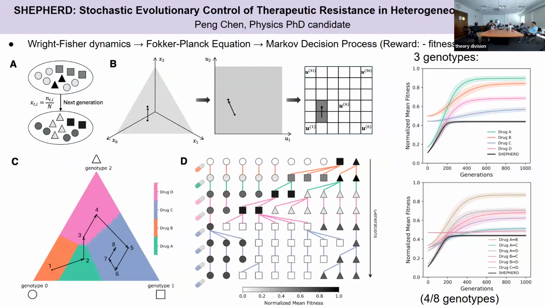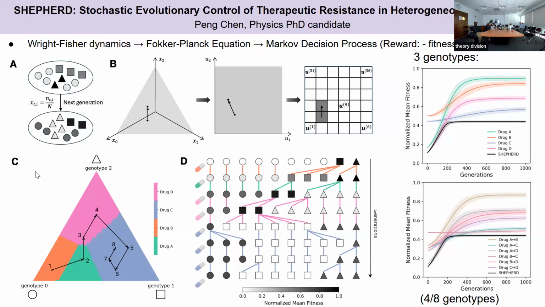Stochastic evolutionary control of therapeutic resistance in heterogeneous populations, like cancer or the microbiome. So our goal is to reduce the population mean fitness by optimizing the drug sequence. It's also because of collateral sensitivity, because different genotypes respond differently to each drug. One genotype might be resistant to drug A but sensitive to drug B, while another can behave the opposite way. So the optimal drug depends on the current genotype frequencies.